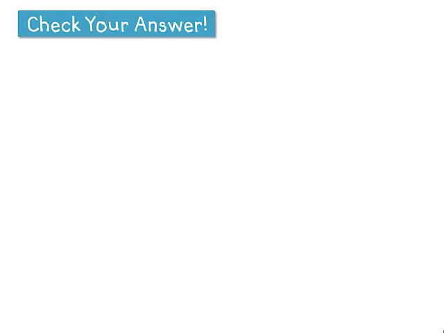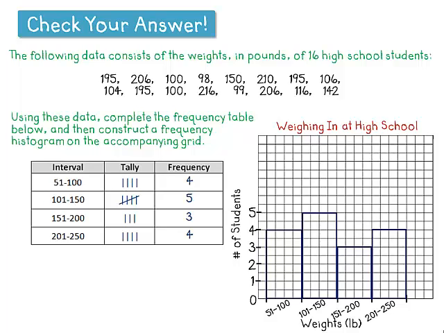Are you ready to check your answer? So make sure you tallied all of the pounds correctly. There should be 4 in the first interval, 5 in the second, 3 in the third, and 4 in the fourth. You have to make sure you have your x-axis labeled, your y-axis labeled, and of course a title. If you spaced out your intervals on the y-axis more than I did, that's fine. And if your bars are a different width, that's okay.